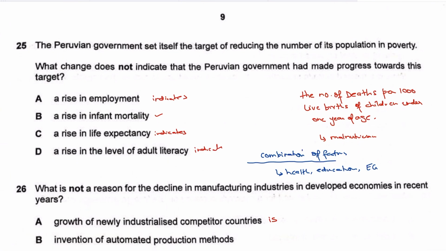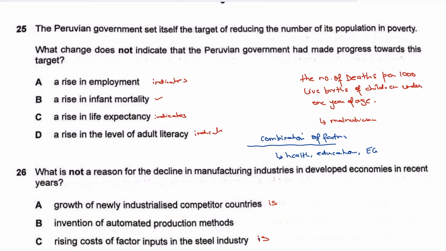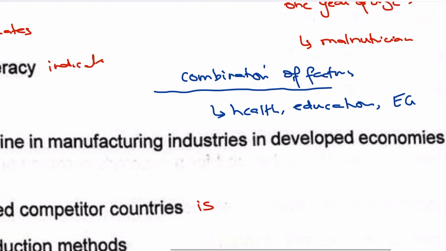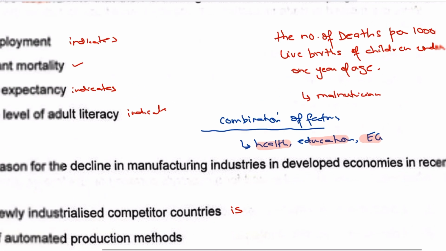Okay, guys, question number 25 says the Peruvian government set itself a target of reducing the number of its population in poverty. So basically, we want to reduce poverty levels. What change does not indicate that the Peruvian government had made progress towards this target? Now, obviously, in order to reduce poverty, there's a combination of factors that need to be considered, like improvement in healthcare, education, economic growth, etc.